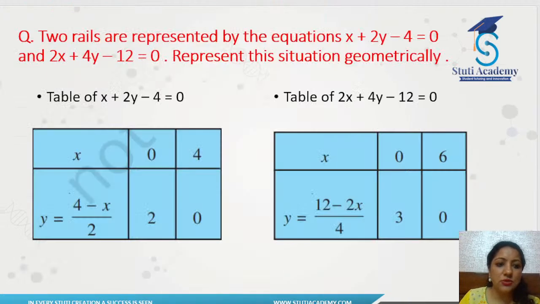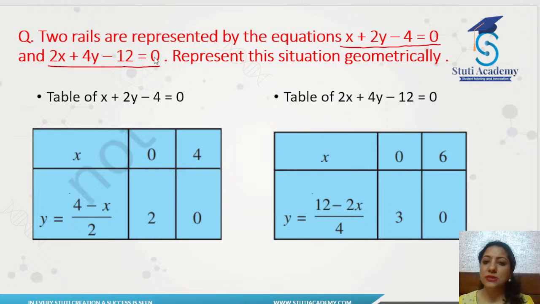Now let us discuss the last case here. All these questions which I'm discussing with you are given in the form of examples in NCERT. You will find the graphs, everything with the entire solutions in NCERT. Here we have two rails. They are represented by the equations x plus 2y minus 4 is equal to 0 and 2x plus 4y minus 12 is equal to 0. You have to represent this situation geometrically. Geometrically means you have to do it on the graph sheet. You have to draw graphs of these two equations.